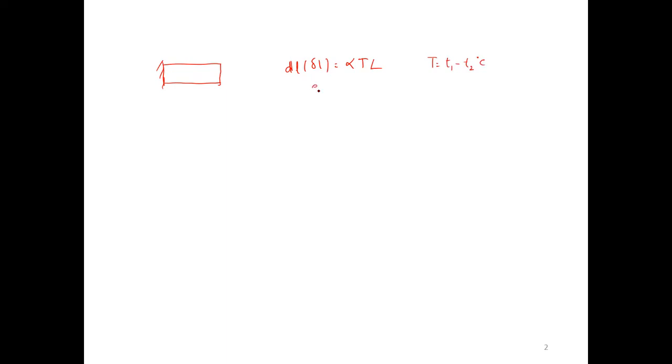And also what we discussed, the strain. What is the strain? Alpha into delta T. And also we discussed the thermal stress. What is the thermal stress in a free end? Zero. What is the thermal stress if it is fixed on both sides? Alpha into delta T into E. So these are very, very important things.